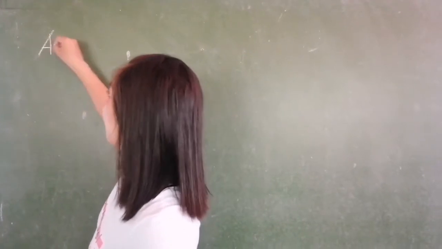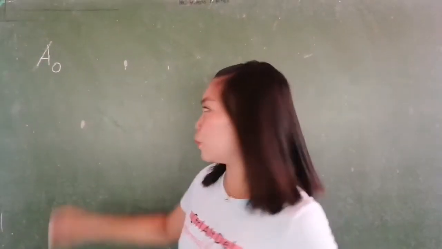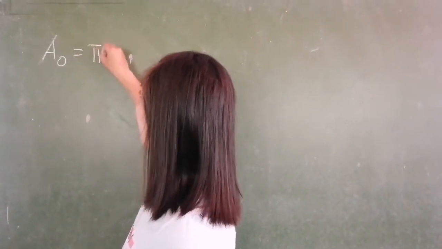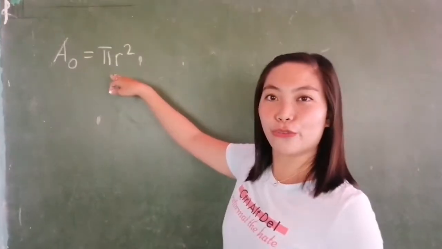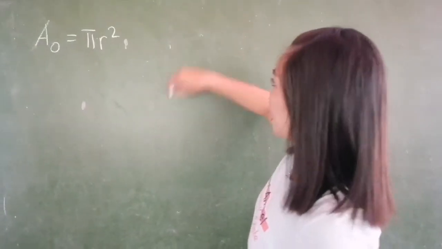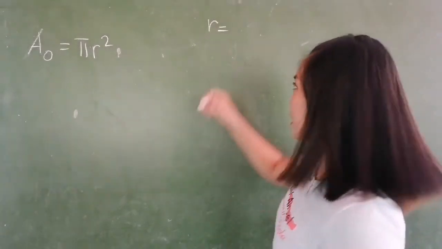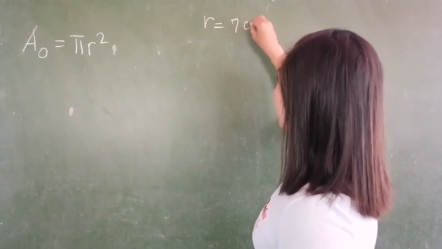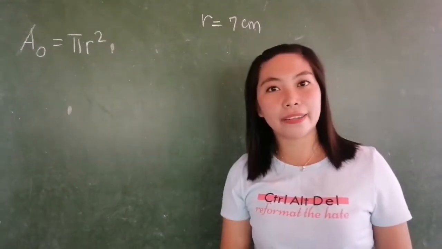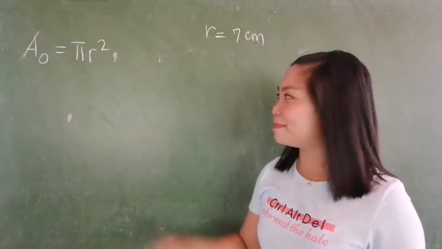Okay, tapos na po natin yung area ng rectangle, square, at yung triangle. So, yung natitira na lang po sa area natin ay yung area of a circle. So, area of a circle is equal to pi r squared. Ito po yung formula natin. So, halimbawa, our radius measures 7 centimeters. Find the area of a circle.